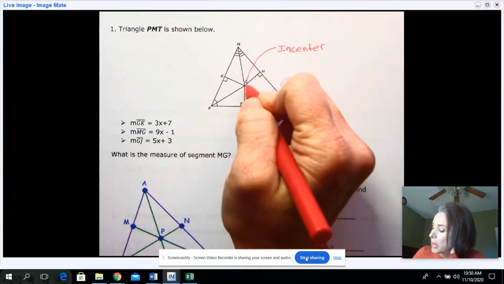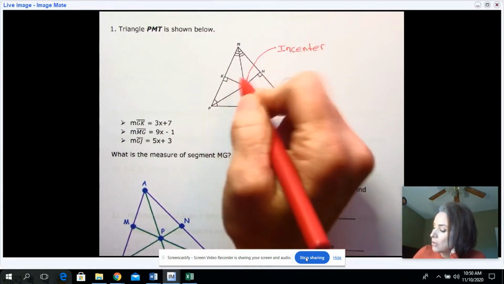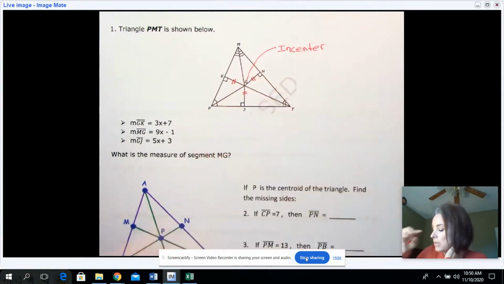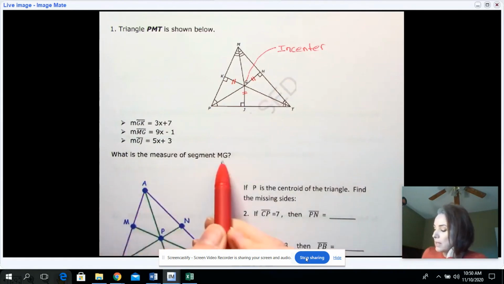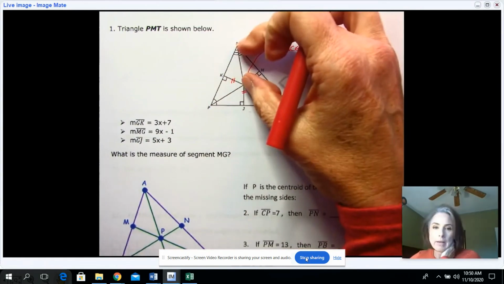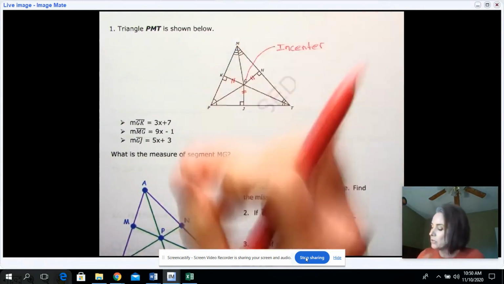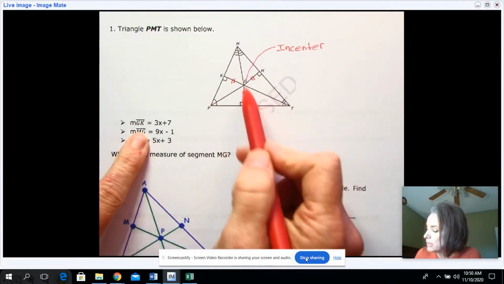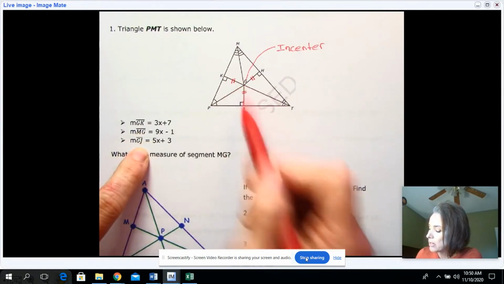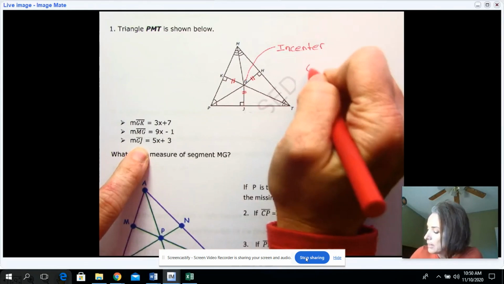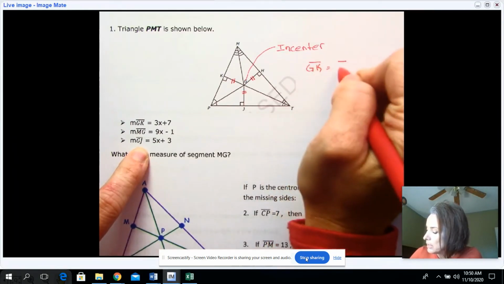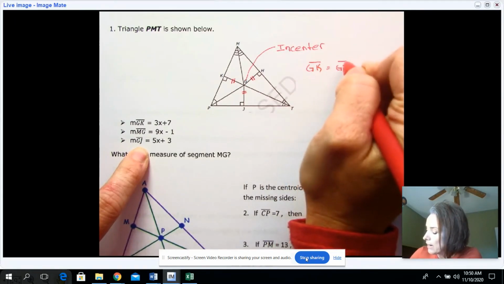and the incenter is equidistant from each of the sides, so all of those segments are congruent. So we need to know, what is MG? Well, MG is right here. I don't know anything about MG, but what I do know is that GK and GJ are congruent. So I'm going to set GK equal to GJ to solve for x.